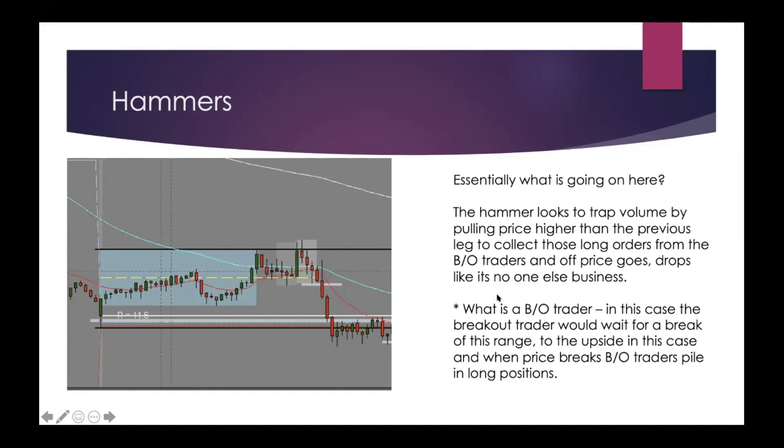As I've written here, what is a breakout trader? In this case, the breakout trader would break out of the range to the upside, and when price breaks, the breakout traders will pile on in the long positions, and then the dealer will pull out and catch everyone off guard.